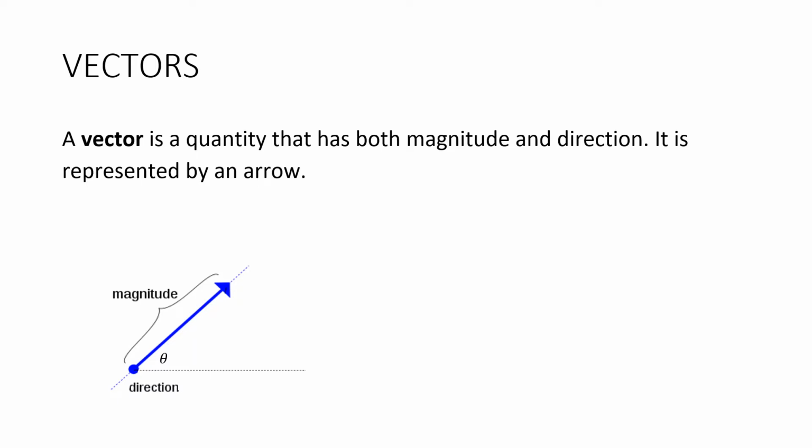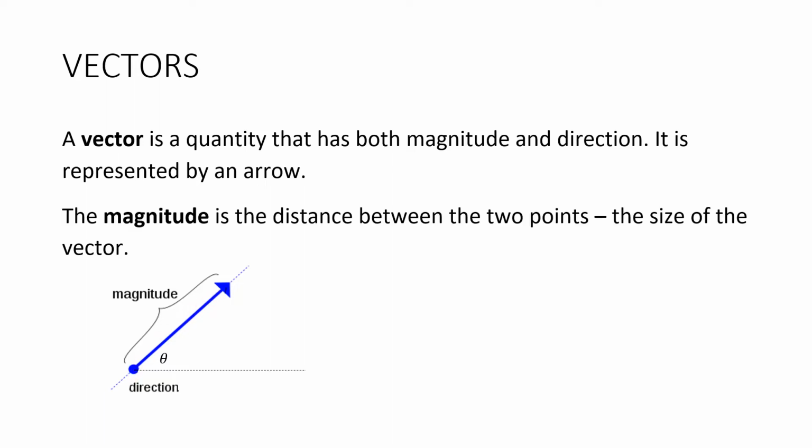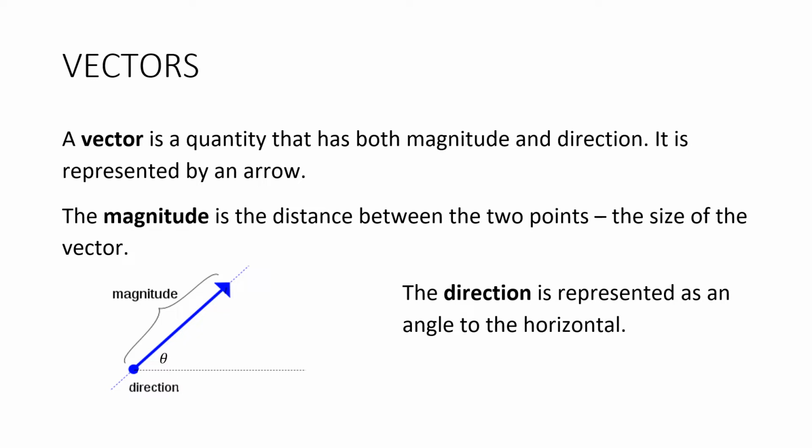So a vector is a quantity that has both magnitude and direction. It's represented by an arrow that has a beginning point and an end point. Now the magnitude is the distance between those 2 points, or it's the size or length of the vector. And the direction is represented by an angle to the horizontal.